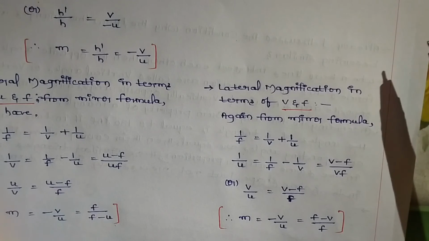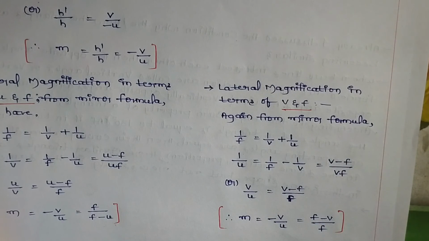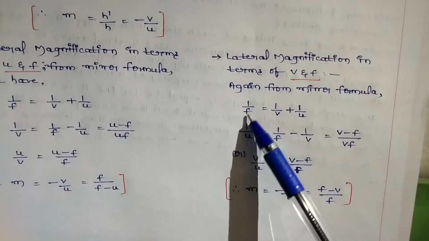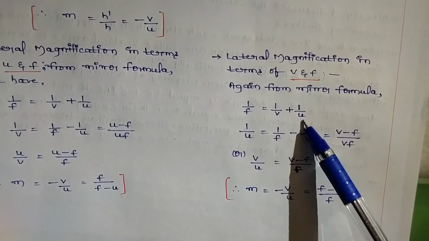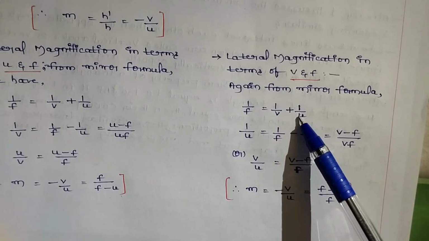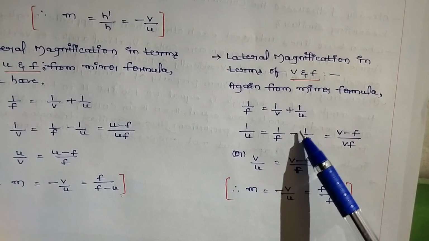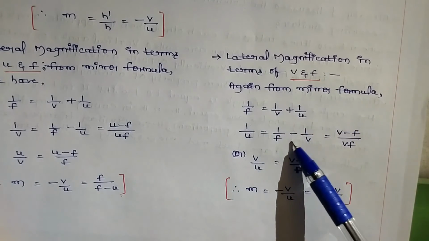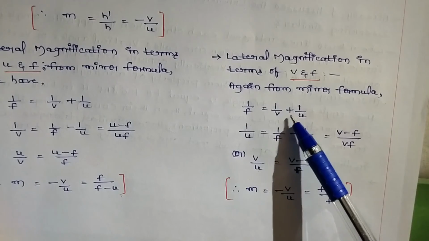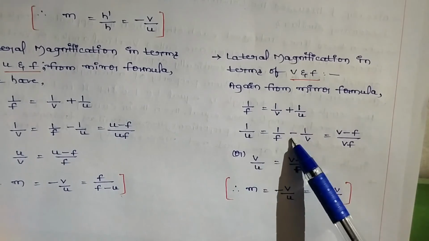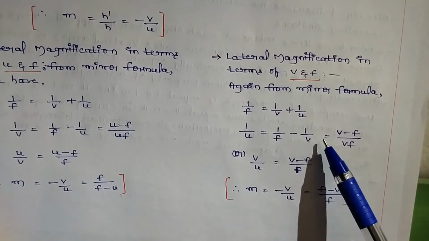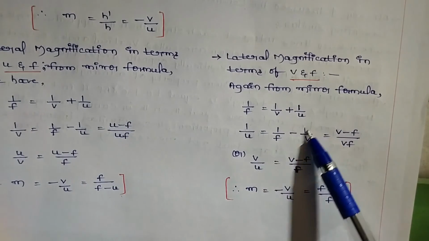Lateral magnification in terms of v and f. Again, from the mirror formula we have to take like this: 1 by f equals 1 by v plus 1 by u. This is the mirror equation, and to get lateral magnification in terms of v and f, 1 by u is equal to 1 by f minus 1 by v. 1 by v goes this side, so 1 by u equals v minus f by vf.